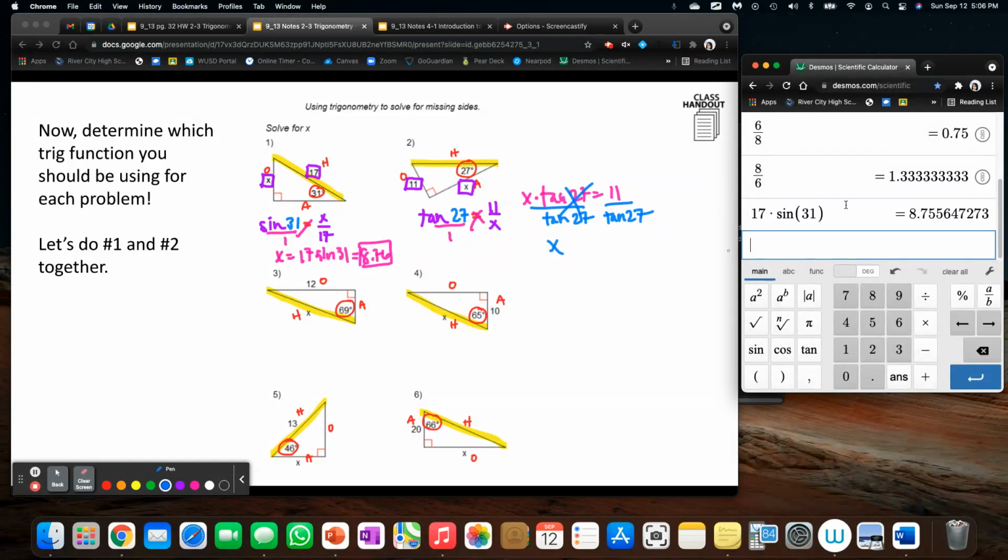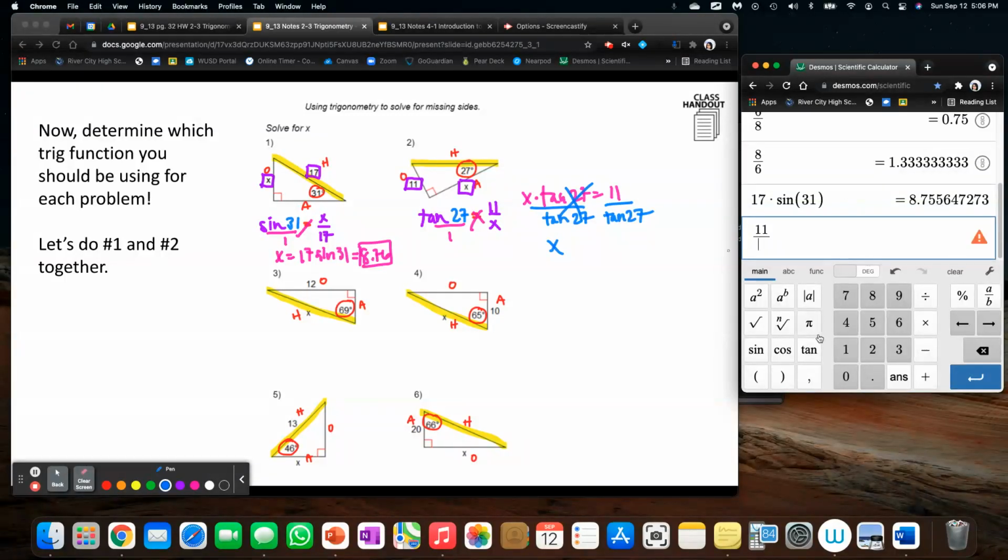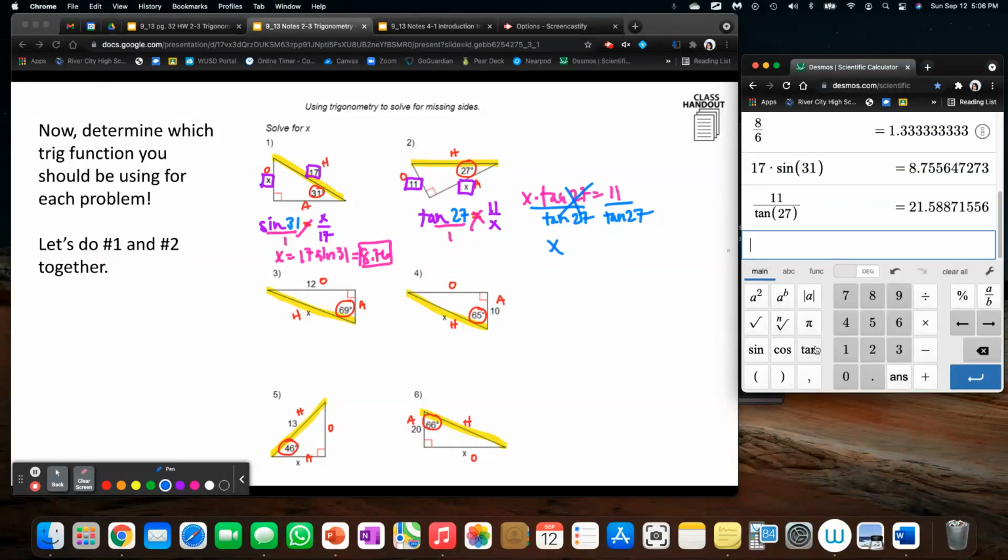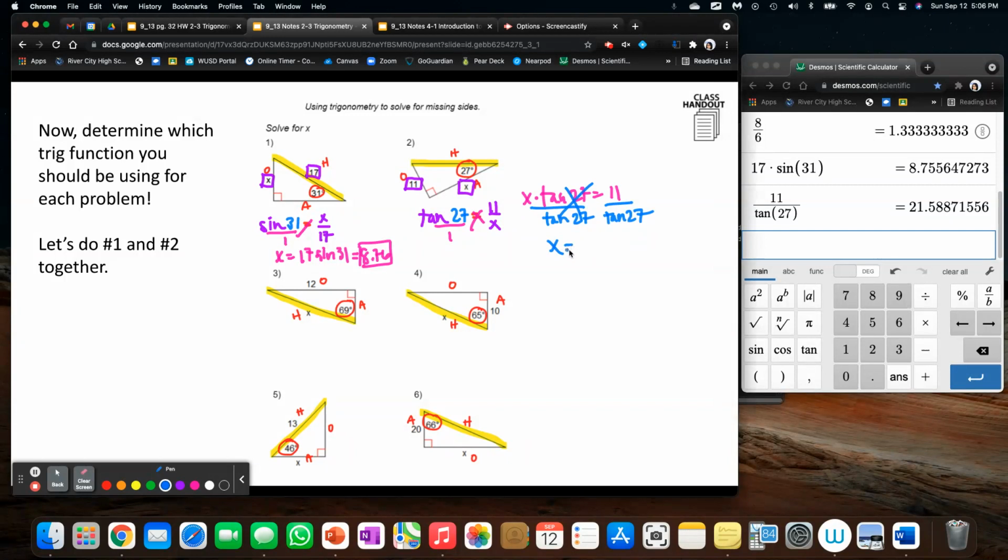So now we're just going to put this in our calculator, 11 divided by tan 27. We get x equals 21.59.